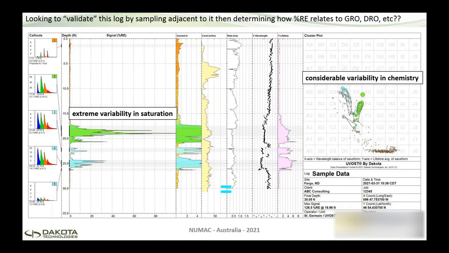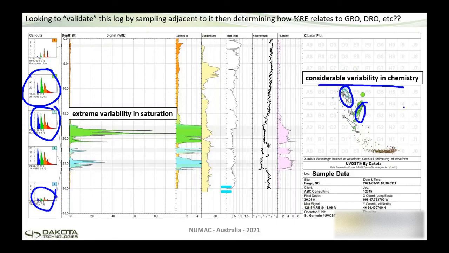It's also telling you, look at the waveform differences. Waveform 1, waveform 2, waveform 3, right? They're clustering in different areas. You've got considerable variability in the chemistry as well.